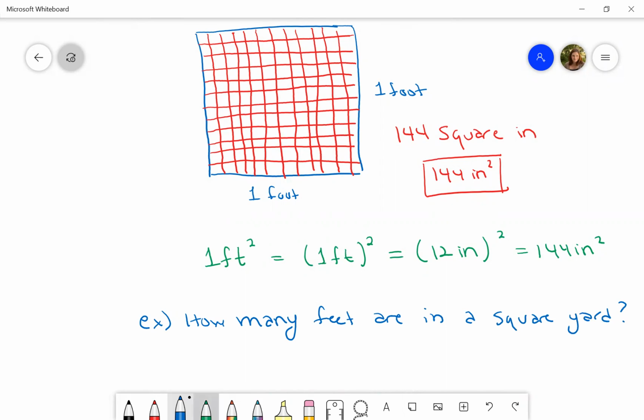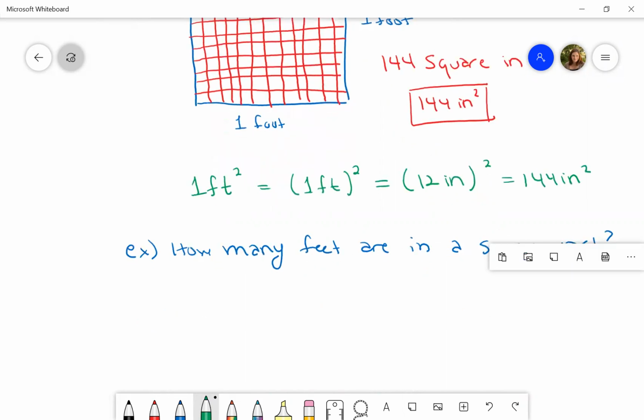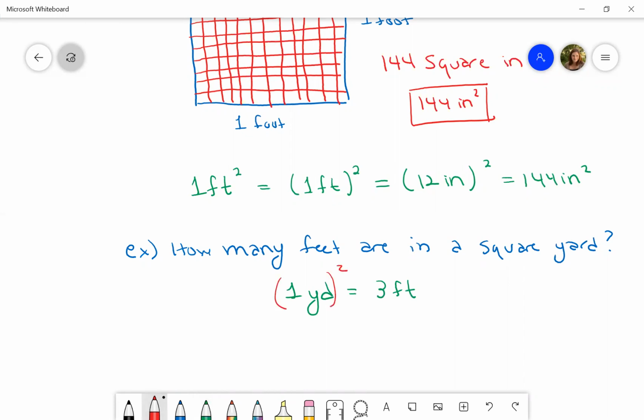Okay, so I happen to know that 1 yard equals 3 feet. So if I want to square that, I'm going to literally square it. So 1 squared is just 1, and 3 squared is 9. But now we're talking in units squared. So it would be 9 square feet, or feet squared, however you want to write that.